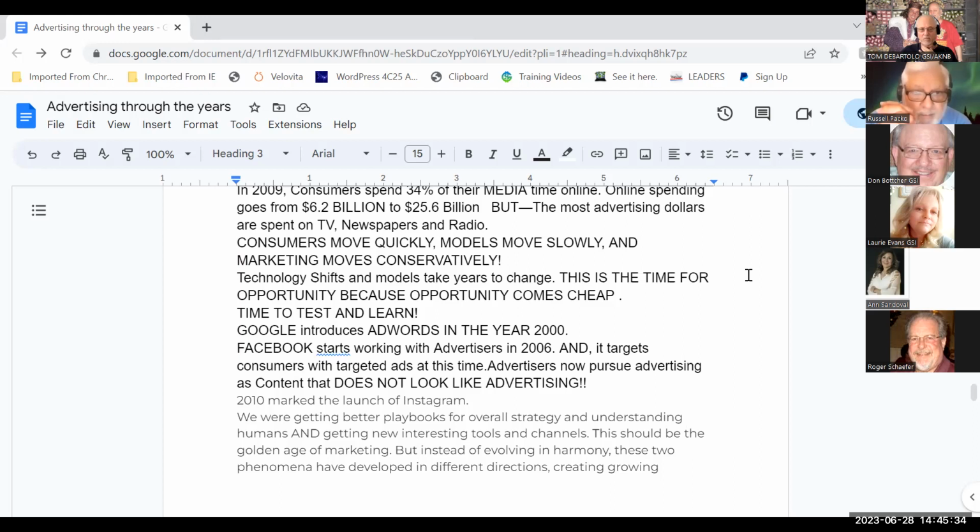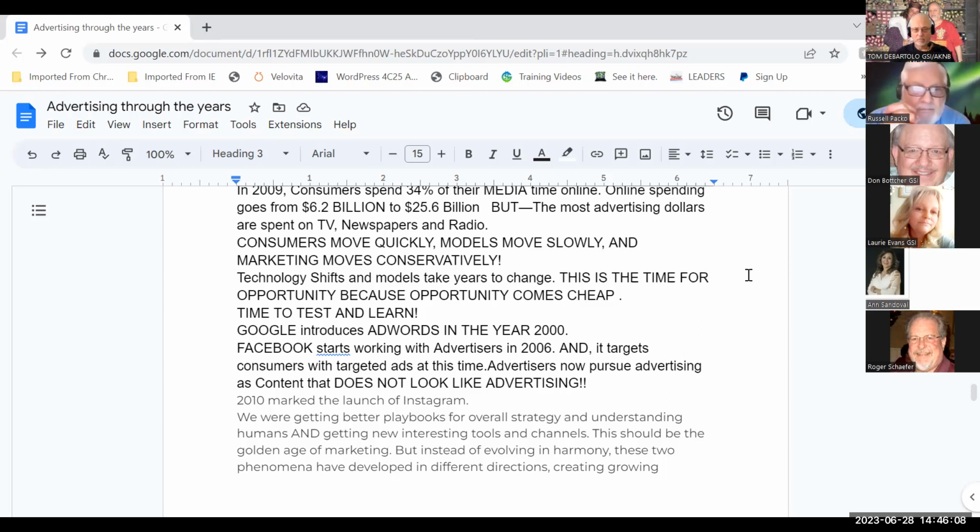So this leads to consumers moving quickly. They see something, they buy it. The models move slowly because they need to be developed. And marketing always moves conservatively. If you jump over the cliff with what you're doing, you're not going to make it. You have to move slowly if you're a marketer. Okay? Technology shifts and models take years to change. Now is the time for opportunity because opportunity comes cheap.